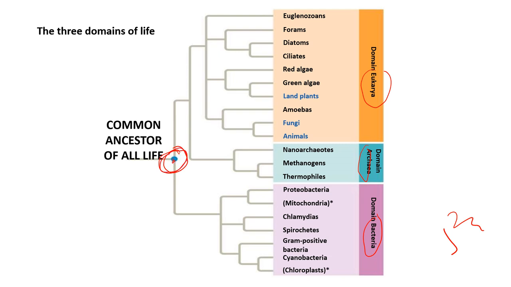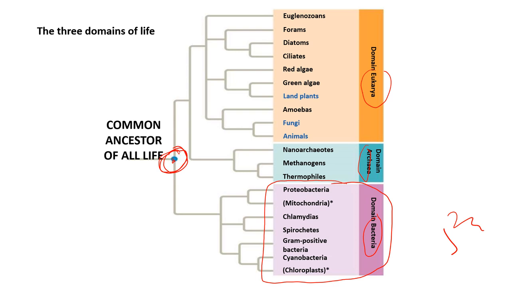So as time goes by and organisms evolve, organisms that live in different environments will evolve and adapt and become different species, and some of the species have common features. So these organisms will then be classified into different groups, different taxa. All organisms are now classified into three domains, which are the bacteria, archaea, and also eukarya.